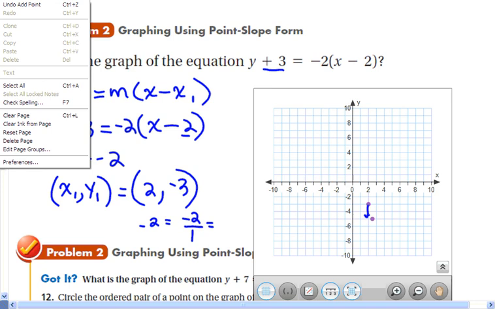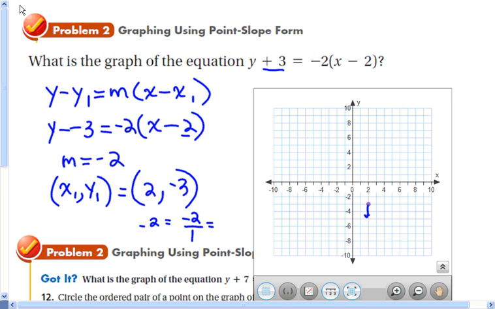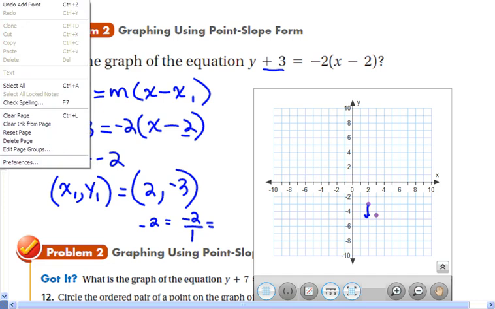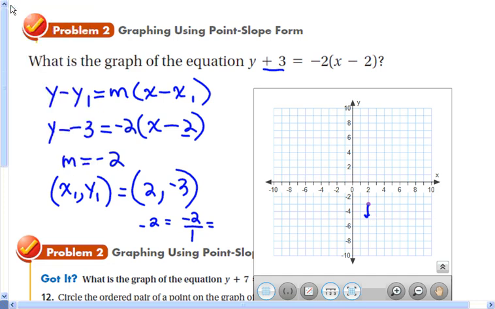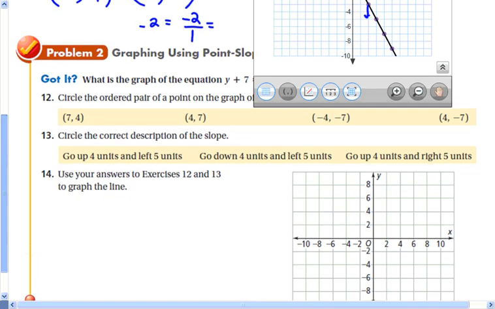Should be right there. There we go. And then I could do more points if I wanted to. There'd be a point there, and then just draw a line through those points. And that's our graph. All right, go ahead, you try it. Pause if you'd like.